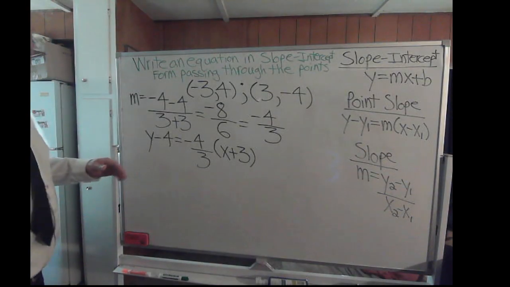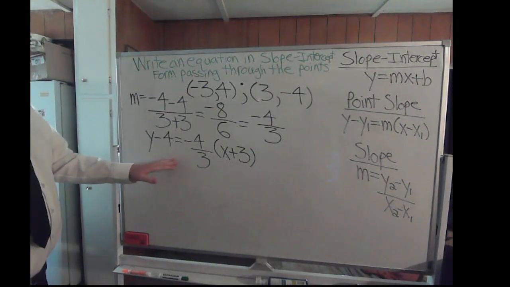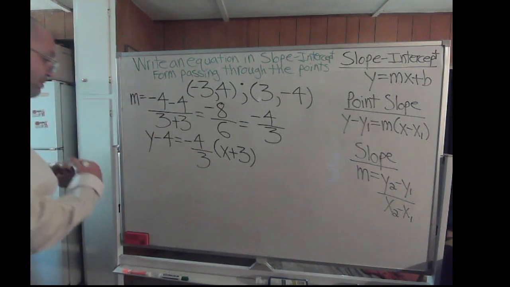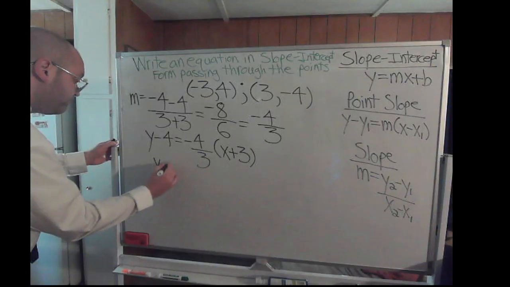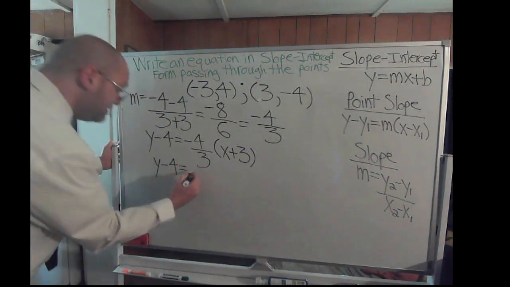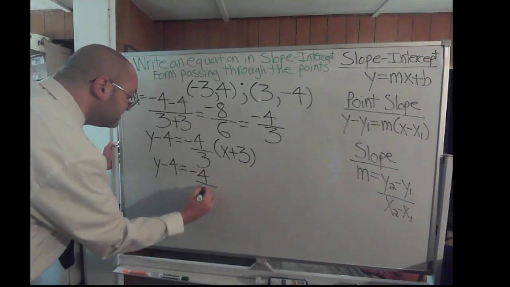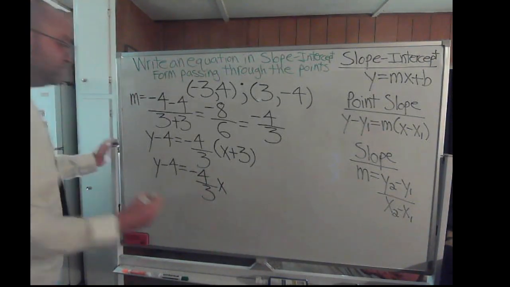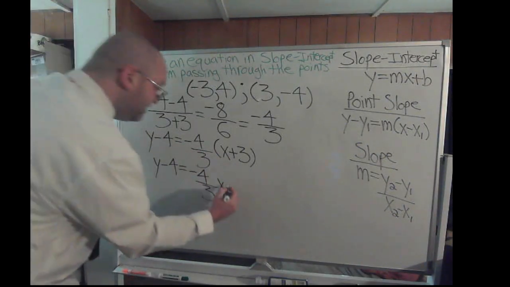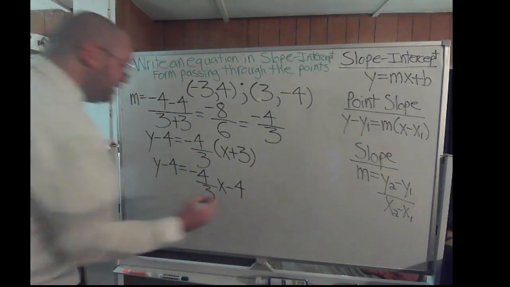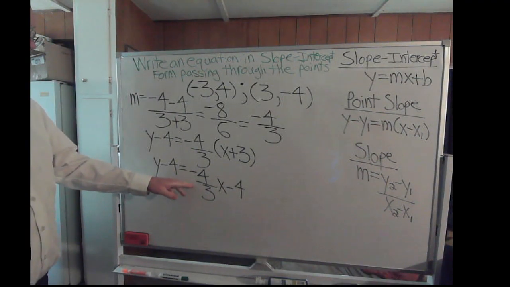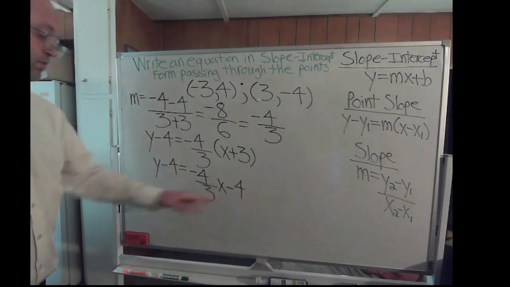So in point slope form, you have y minus 4 equals -4/3 times the quantity of x plus 3. Keep your y minus 4 for a minute. Now do your distributive property on the right. -4/3 times x is -4/3 x. Then you have -4/3 times 3. The 3's cancel out, you'll just have -4. So you have y minus 4 equals -4/3 x minus 4.